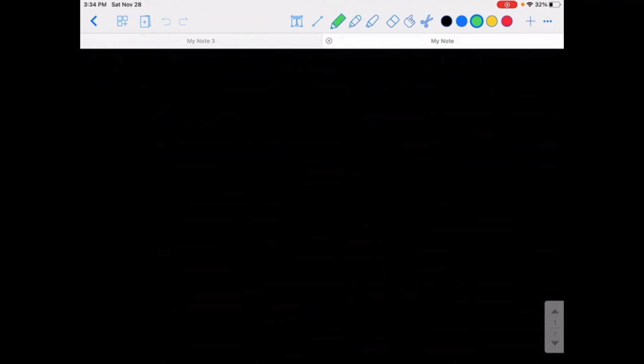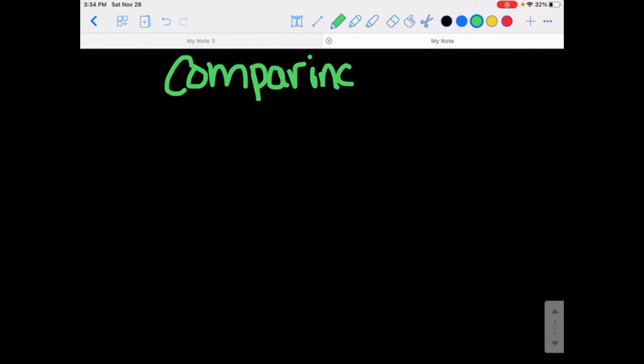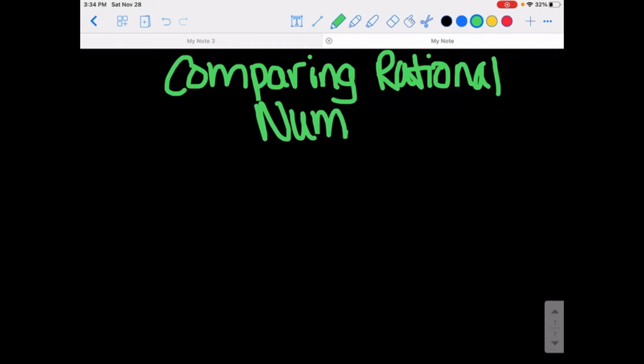Now that you've learned how to list rational numbers and know what a rational number is, now we will learn about comparing rational numbers.